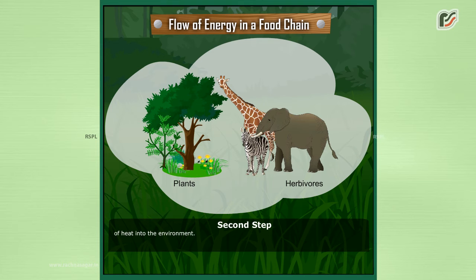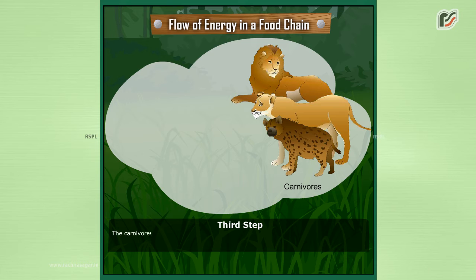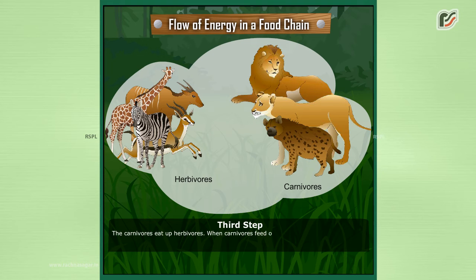Third step, the carnivores eat up herbivores. When carnivores feed on herbivores, the chemical energy in the form of food is transferred to them. The carnivores utilize this energy to carry out various metabolic activities as respiration, growth, etc. Some of the energy that remains unutilized is released as heat energy into the environment. This process of transfer of energy from one trophic level to next keeps on repeating until the energy reaches the last trophic level of the food chain.